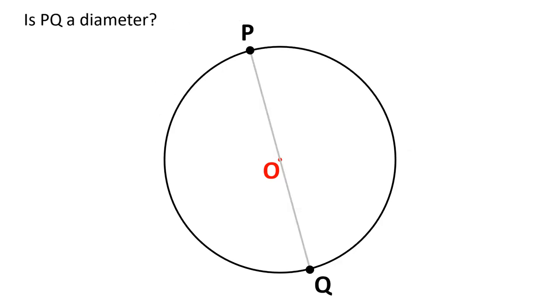Is PQ a diameter? Recall the definition of diameter. Diameter is a line segment joining any 2 points of a circle and which passes through the center of the circle. So the answer is yes, because points P and Q lie on the circle and line segment PQ passes through O, the center of the circle. So the line segment PQ is called a diameter of the circle.